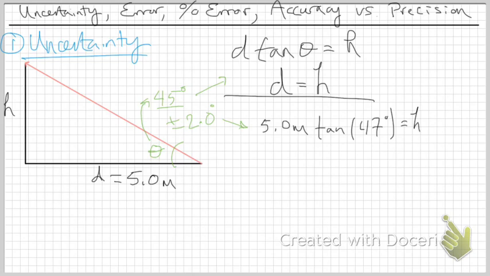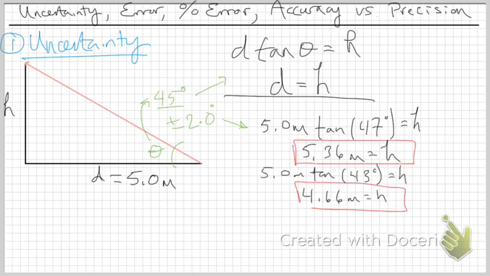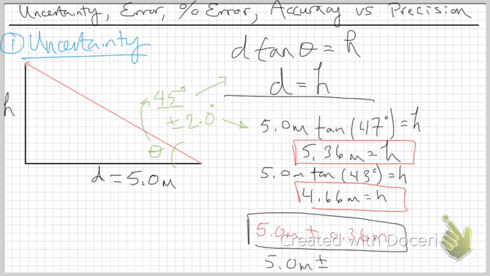And let's say I have that range of uncertainty like I mentioned before in the previous slide of plus or minus 2 degrees. Then I can show my calculations here with 5.0 meters times the tangent of 47 degrees, the maximum angle it could be given my range of uncertainty. I get a height of 5.36 meters, and if I use the minimum angle based on my uncertainty range of 43 degrees, I get 4.66 meters. I can split that difference, or I'm just going to say something that is inclusive of it all. It's 5 meters plus or minus 0.36 meters.